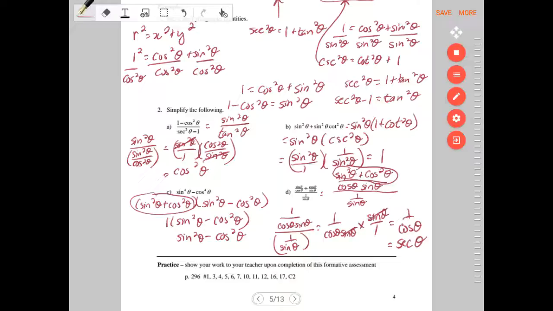Oh, good times. Love this stuff. Okay, so you probably are wanting to practice this. You might want to go to page 296 and work on the questions as assigned. Have fun!